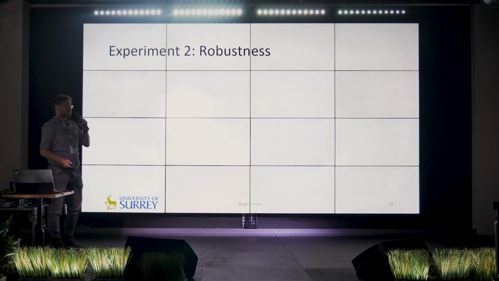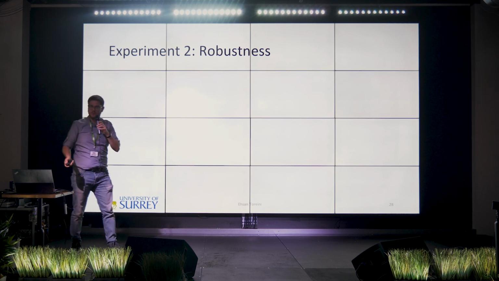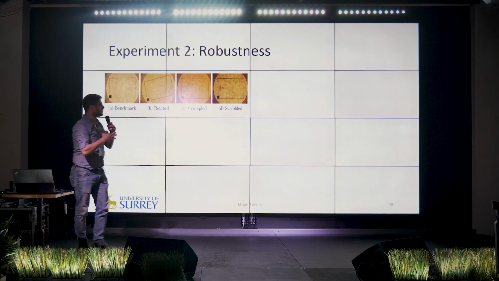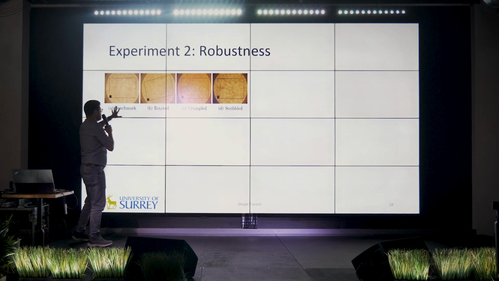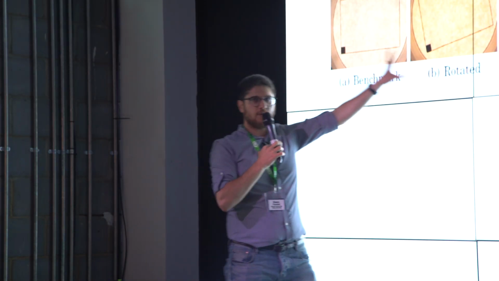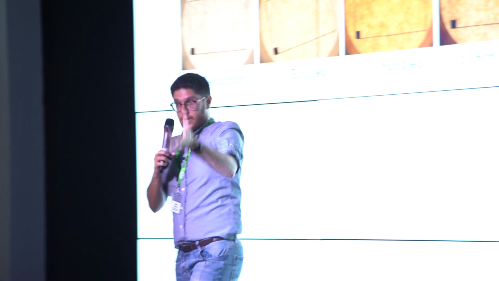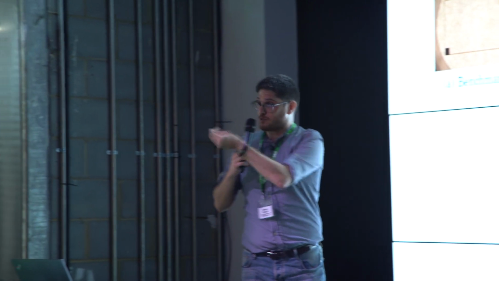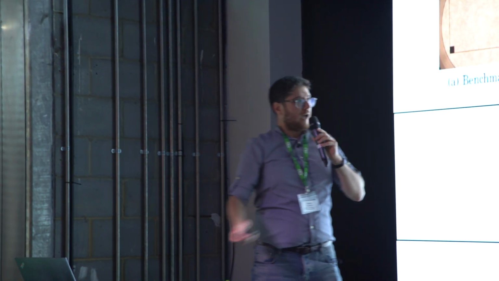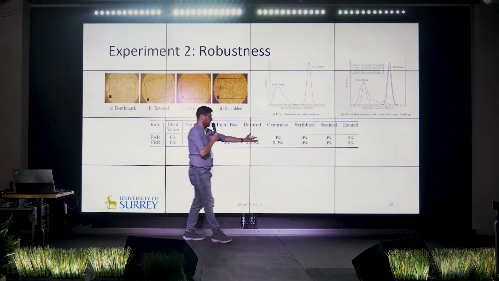But that was in an ideal situation. We usually don't treat paper in ideal situations. We just try to use it like paper. So in another set of experiments, we rotated them, we crumbled them, we scribbled on them, we ironed them, we burned them, we soaked them. We tried to be harsh to that paper. And that was still the recognition that we got.